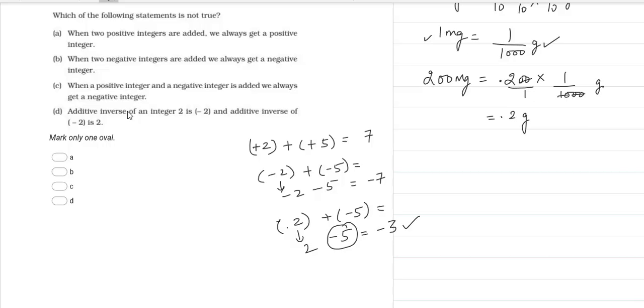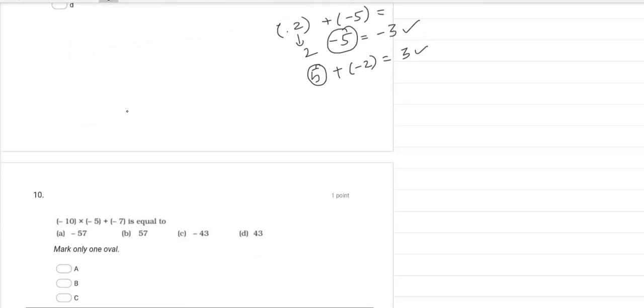But what if I reverse? If I take 5 as positive and 2 as negative, in that case the answer will be 3. Why? Because the larger number is positive now, so the answer is positive. So this depends on the larger number. It is not true that we will always get negative. So hence this option C is incorrect. So this is the right answer in this question.